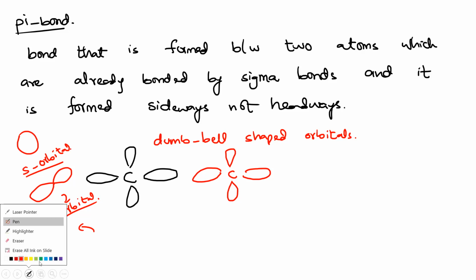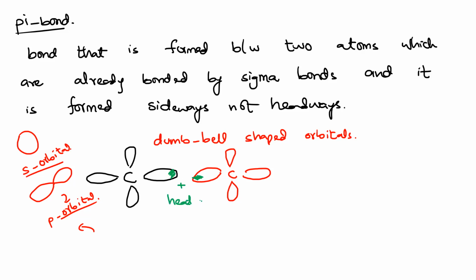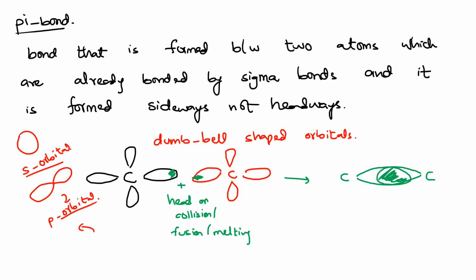Let's move on. You just have to wait. So if they decide to bond together, this part and this part, they can form a head-on collision, right? And this would be fusion or melting, right? And that's the sigma bond. So this is going to form something like this. This region is the merger of these two, and that's a sigma bond. Do you get it? Yes.